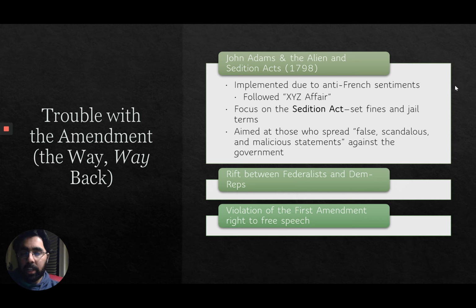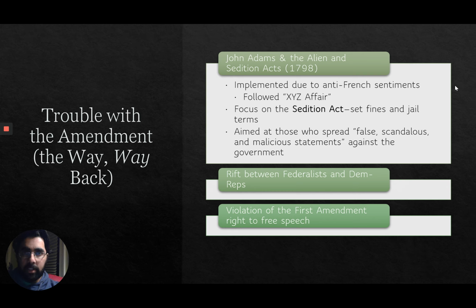If you recall, the XYZ affair was basically when France tried to extort ambassadors and representatives from the United States, right, for favor. This caused that rift between Federalists and Democratic Republicans. And during this time in office, you have John Adams, a fairly unpopular Federalist president at the time.